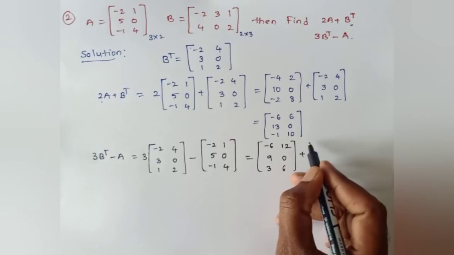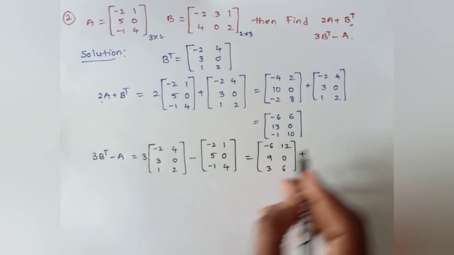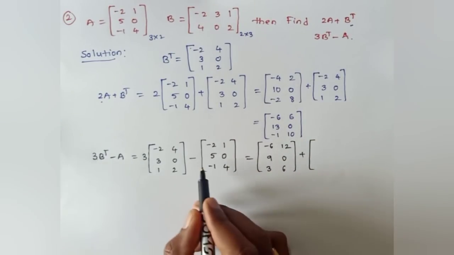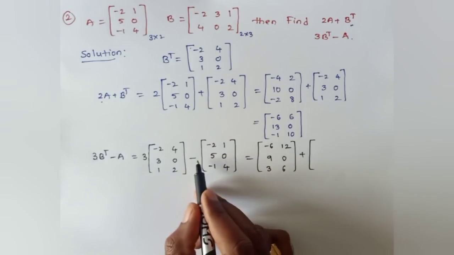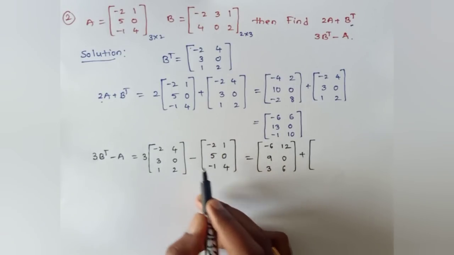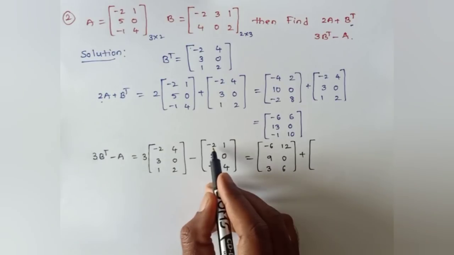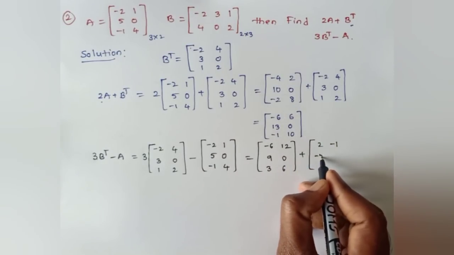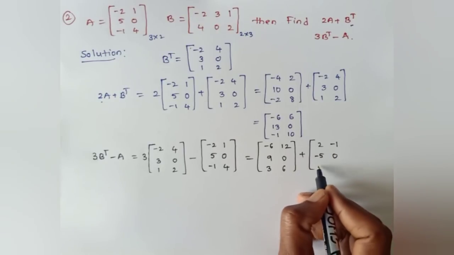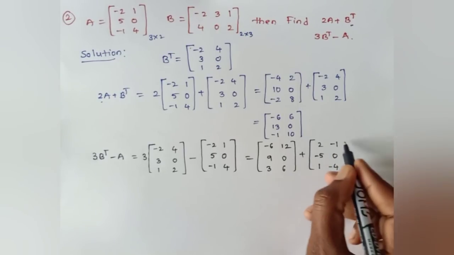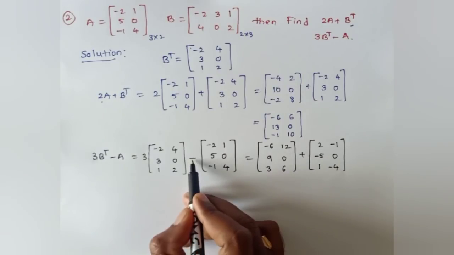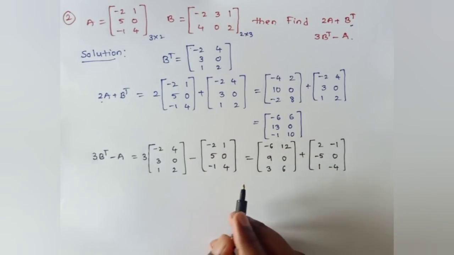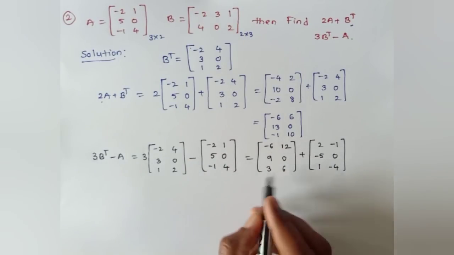Plus, and so you can multiply with a negative sign. That is, if we multiply with minus 1, it becomes positive. So minus of minus 2 is 2, then minus 1, minus 5, 0, 1 and minus 4. A minus multiplication by minus 1, so that it becomes like this.